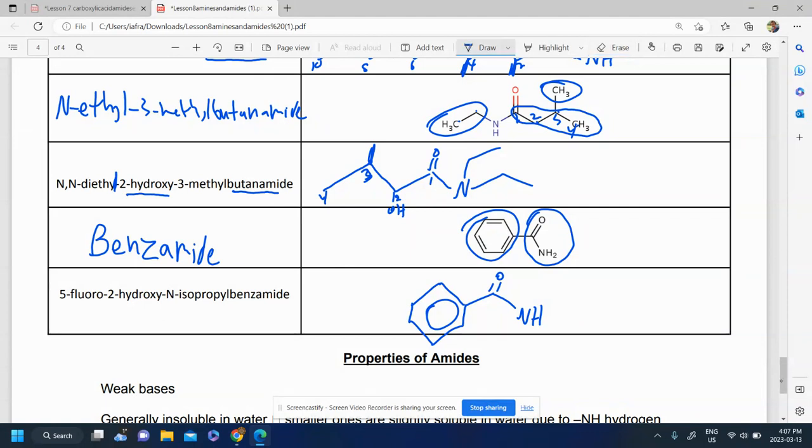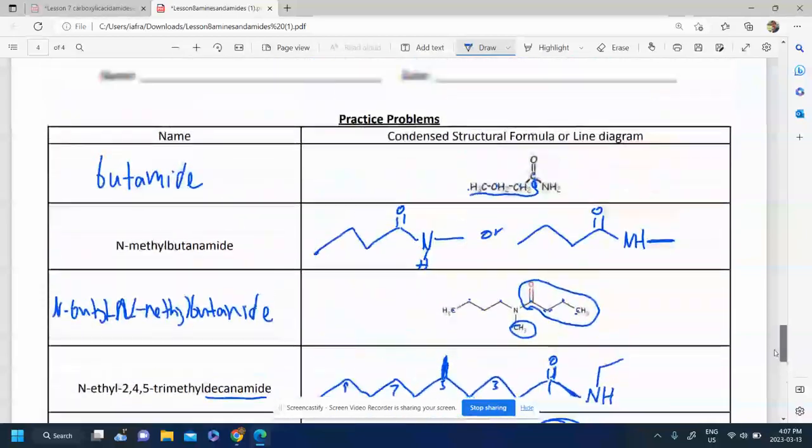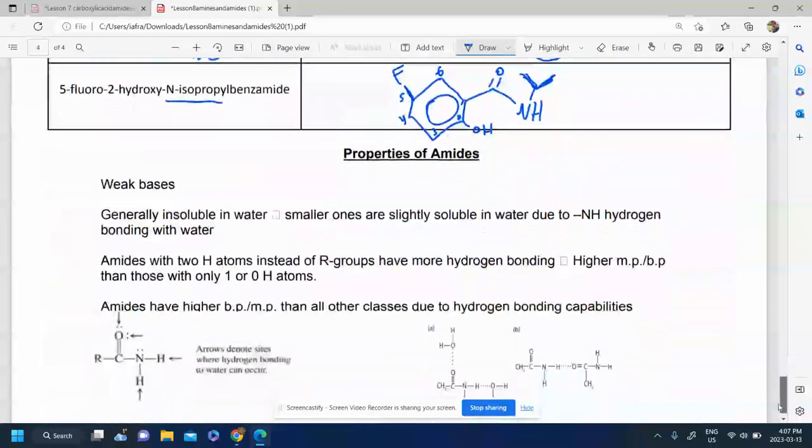on the end. It's an isopropyl. So it's like this, and then it's connected to the second C of that propyl group. And on carbon number 2, so this is carbon number 1, carbon number 2 will have OH, and then 3, 4, 5 will have our fluoro, and then this is 6, nothing there. So we have our 5-fluoro, 2-hydroxy, N-isopropyl benzamide. And that there represents some examples of drawing and naming amides.